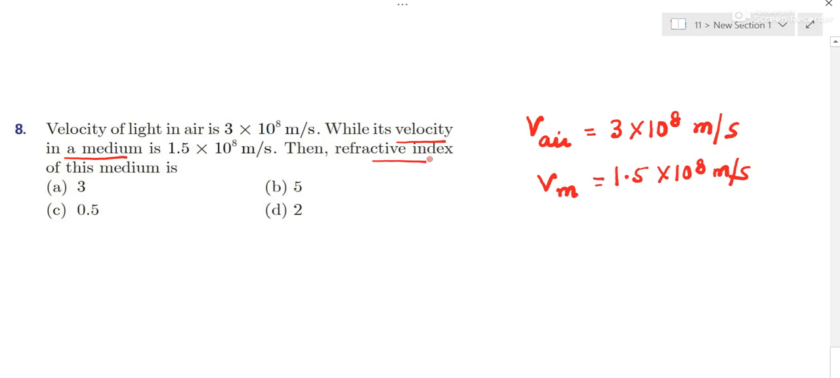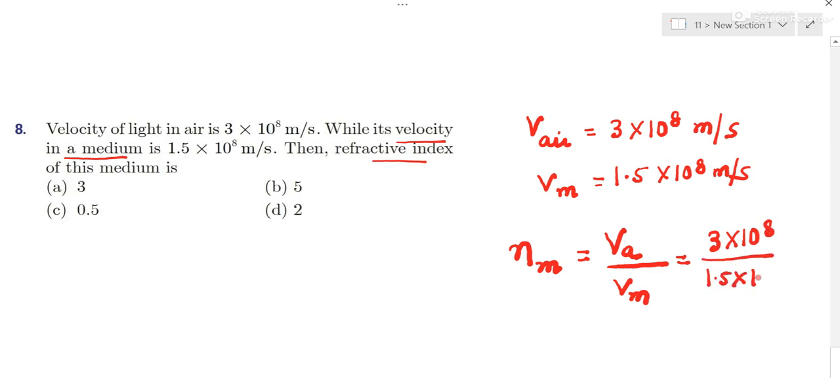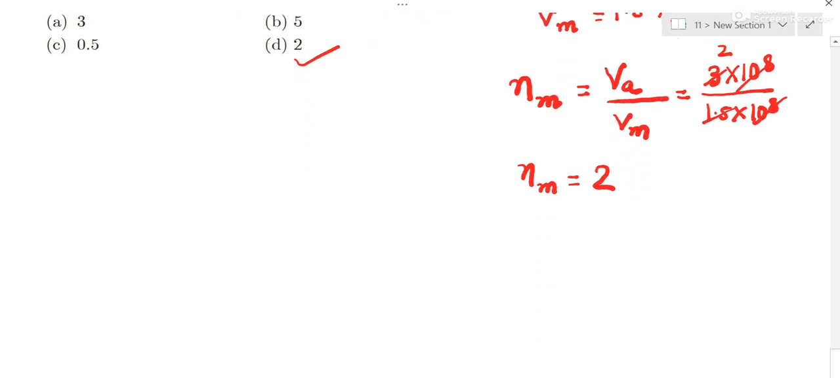What is the refractive index of medium? So refractive index of medium is speed of light in air upon speed of light in medium. 3 into 10 to the power 8 upon 1.5 into 10 to the power 8. 10 to the power 8 cancel, 1.5 doubles are 3. So refractive index of the medium is 2. This option. So getting to next.